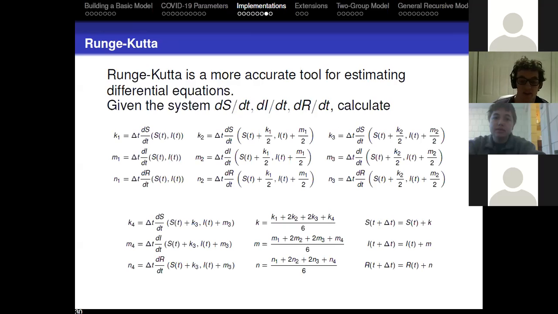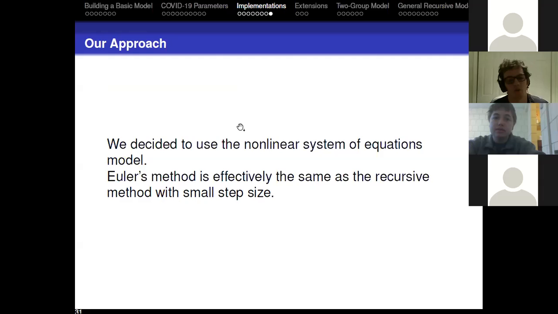So this is a big disadvantage because, as we've talked about earlier in the course, a model is only worth what you can convince people that it's worth. So it might be harder to sell this model to someone and convince them it's realistic. For our approach, we decided to use the nonlinear system of equations, and we noted that Euler's method is effectively the same as recursively calculating with the nonlinear model if you take sufficiently small step size, if your time intervals are small on the recursive.